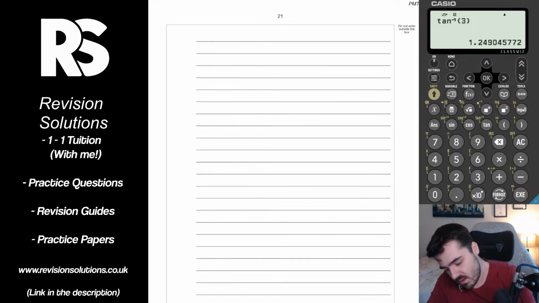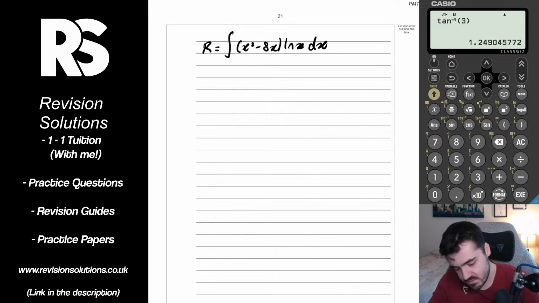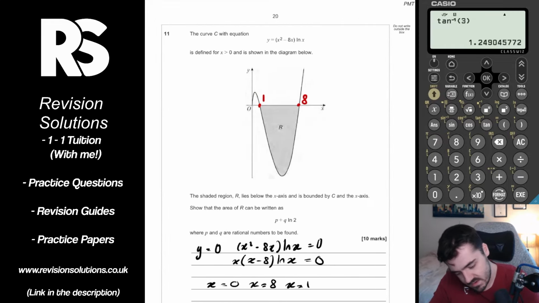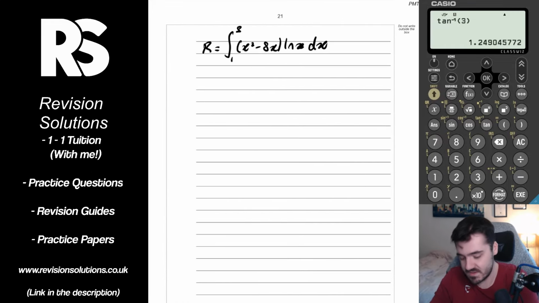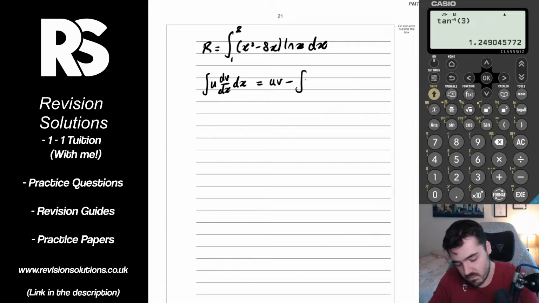So the shaded region R is going to be the integral of x squared minus 8x, ln x dx, between 1 and 8. And this is like a classic integration by parts, guys. If you see a product of two functions, especially these guys, powers of x and natural logarithms, that's going to be a time to use integration by parts. You can get this in the formula booklet, but I'll just write it out here for you guys so you can follow along with what I'm doing. So it's the integral of u dv/dx is uv minus the integral of v du/dx dx.